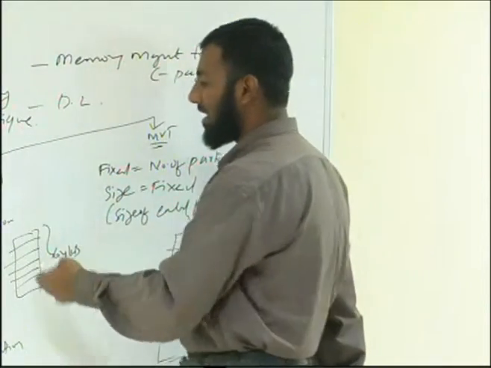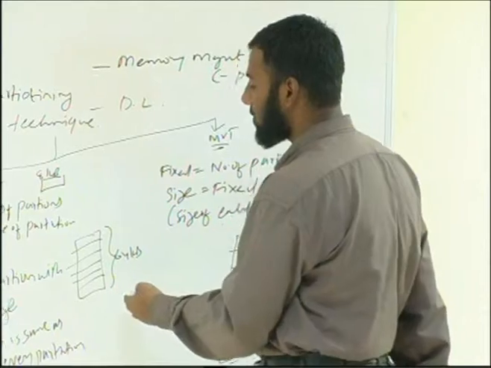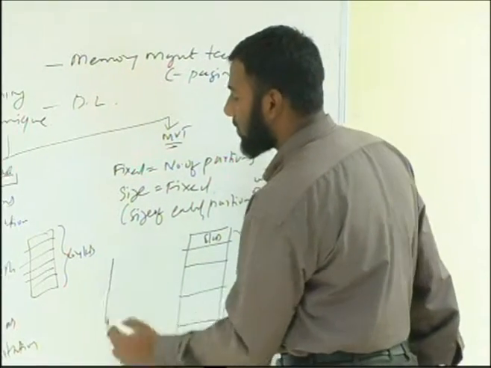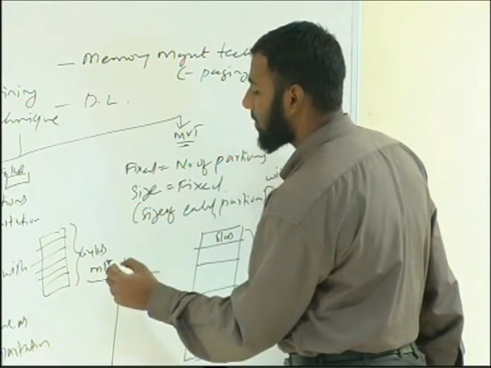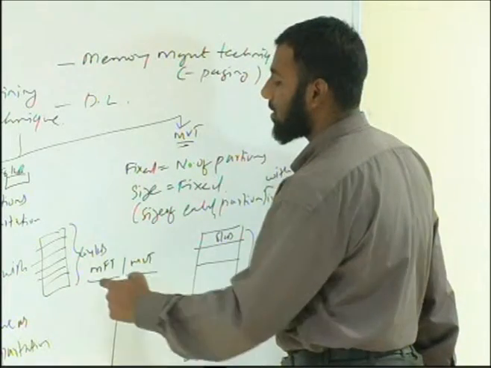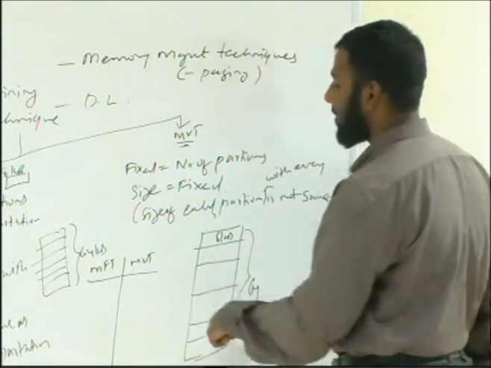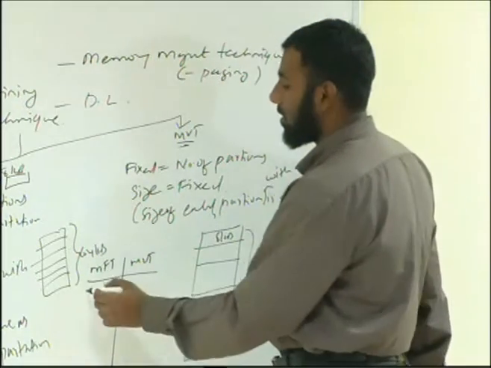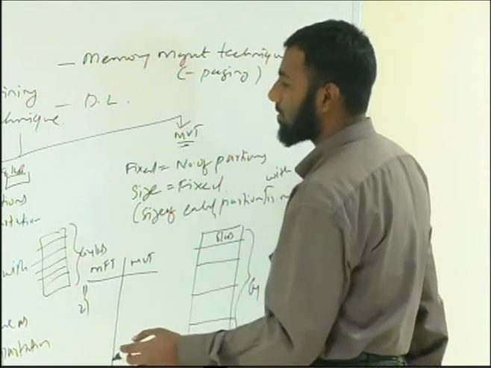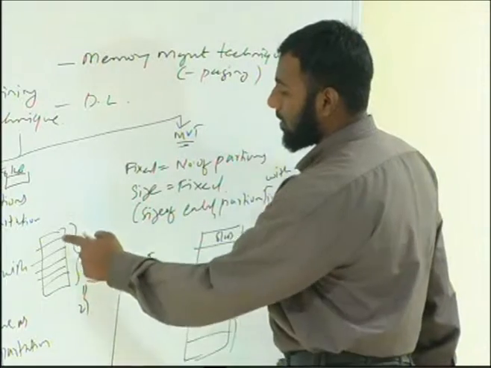Here we don't need any algorithm. The difference between this MFT and MVT is, first, here the size of each partition is the same for every partition, but here it is not the same. And second is the size.